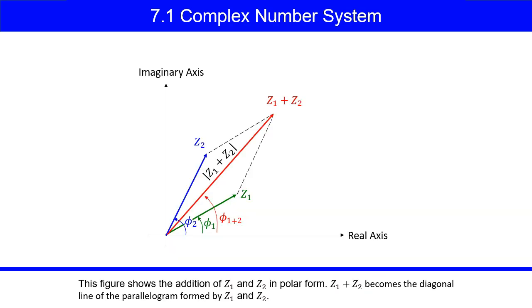This figure shows the addition of Z1 and Z2 in polar form. Z1 plus Z2 becomes the diagonal line of the parallelogram formed by Z1 and Z2.